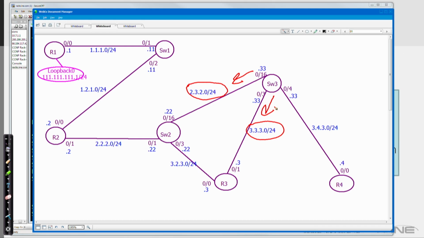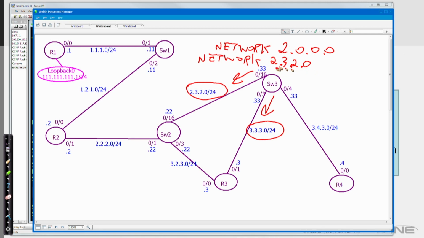Now with EIGRP, you have two options with the network statement, two ways that you could type it in. I could just type in the classful network, like network 2.0.0.0, and then hit enter. Then switch 3 would look around, and any interface he has that has an IP address beginning with the number 2, he would start speaking EIGRP on that. Or alternatively, I could enter the specific subnet that I want, network 2.3.2.0. Now, if I just hit enter right now, it will actually shorten that down. It will condense it down to 2.0.0.0.